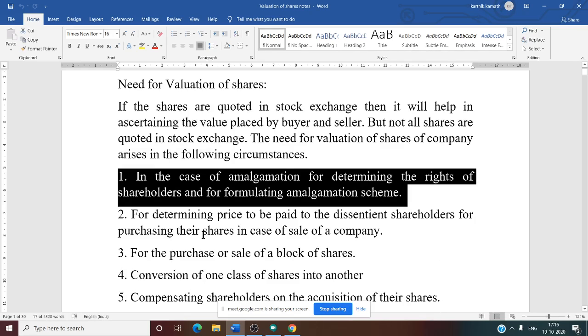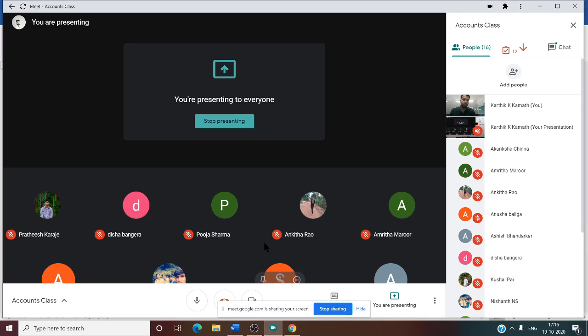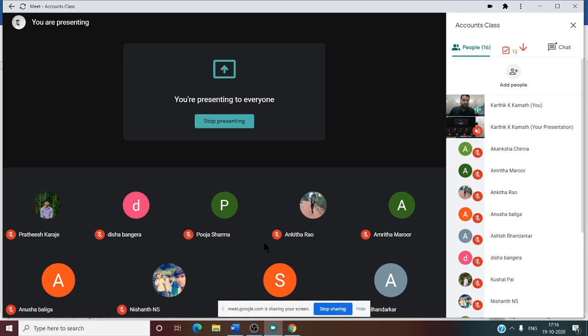Now the first case we need to see is amalgamation, for determining the rights of the shareholder and formulating the amalgamation scheme. There is a separate concept known as amalgamation. So what do you mean by amalgamation? Amalgamation is nothing but combining together or merging together.